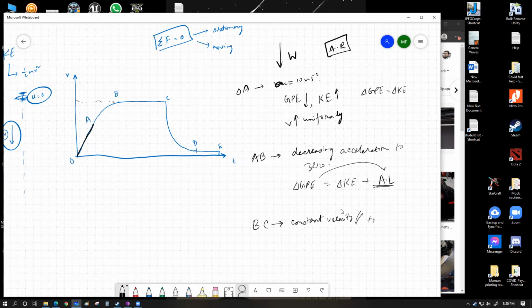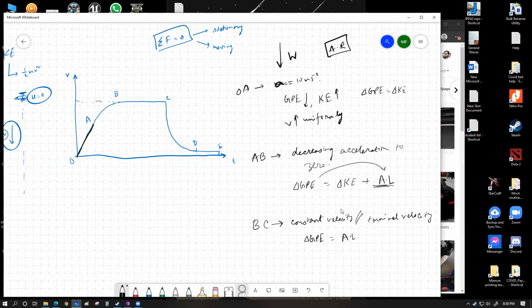We could also write this as terminal velocity. And here we have some energy losses. So delta GPE is equal to the air resistance loss. So GPE is lost, and air resistance is gaining that lost amount of energy. Now, what happens at point C?